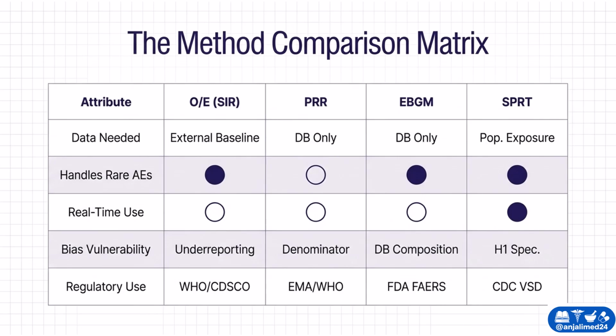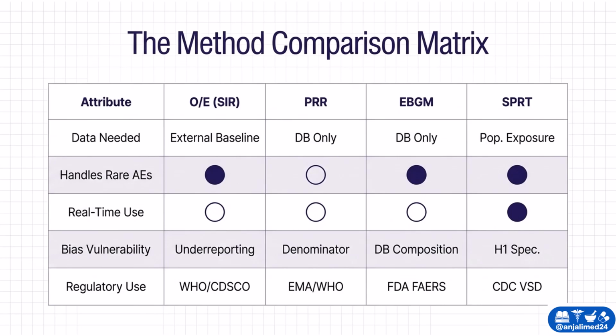Next is real-time use capability. Among all the methods, SPRT stands out as the primary real-time monitoring tool. It continuously evaluates the incoming data and rapidly identifies emerging safety signals. The other methods, O over E, PRR, and EBGM, are generally more static analyses performed after data accumulation rather than continuous live monitoring. Now let's discuss bias vulnerability.